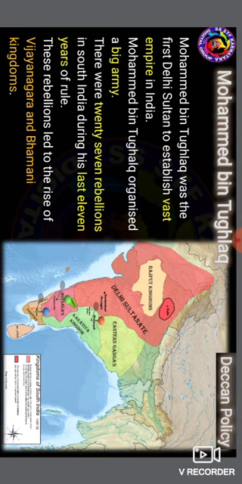Muhammad bin Tughlaq was the first Delhi Sultan to establish an empire in South India. Muhammad bin Tughlaq organized a big army. There were 27 rebellions in South India during the last 11 years of his rule. These rebellions led to the rise of the Vijayanagara and Bahmani kingdoms.